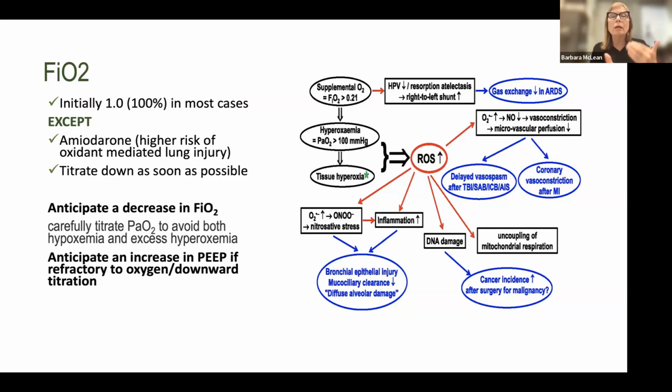You cannot allow patients to be hyperoxic. Now, when we intubate the patient, we start with an FiO2 of 100%. We're going to titrate that down as soon as possible, and we're going to do it quickly. There are a few drugs that actually put patients at very high risk for oxygen-generated lung injury.